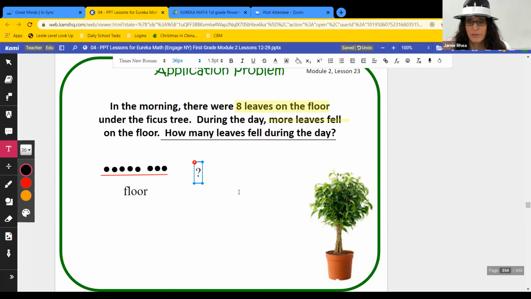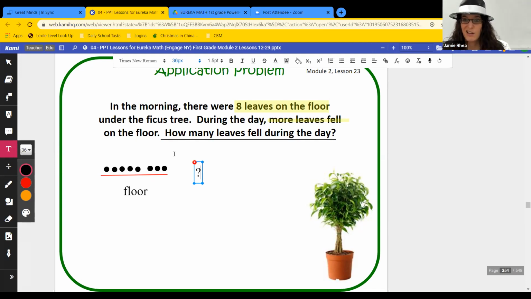Now, guys, I'm confused. Do you notice what I know? There's no more clues. Do we know how many total leaves were on the floor? Do we know how many more leaves fell on the floor? So how can we solve this? We can't. We don't have enough information. But I think what happened is maybe we left out a part. So let's adapt and overcome here.